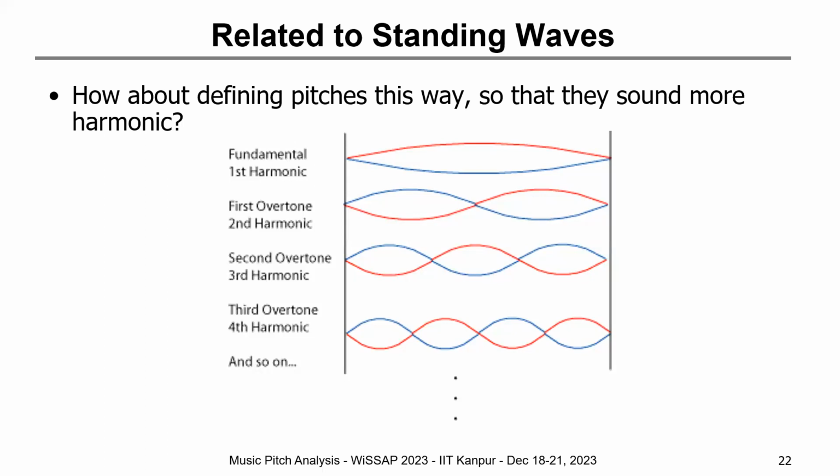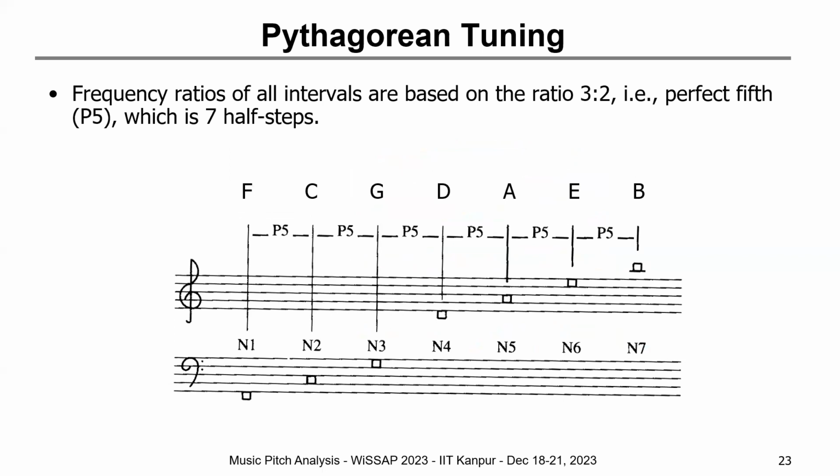So another thought is, why don't we just directly create pitch relations using small integer ratios? That's the just intonation that Pretty presented yesterday. But another one that's related to that is the Pythagorean tuning. Here we only use this 3-to-2 relation to create pitch relations.